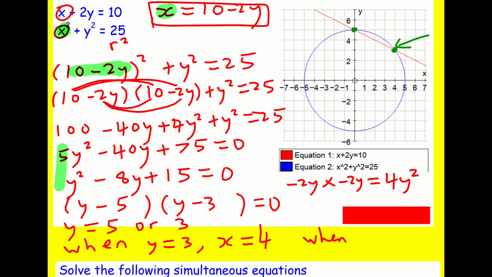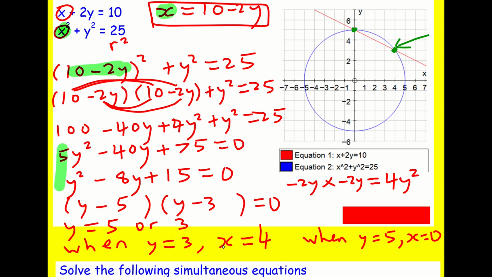And when y, that was meant to be when y equals 5, actually x is equal to 10 minus 10, it's going to be 0. And we see that we get these points. We've got 4, 3.